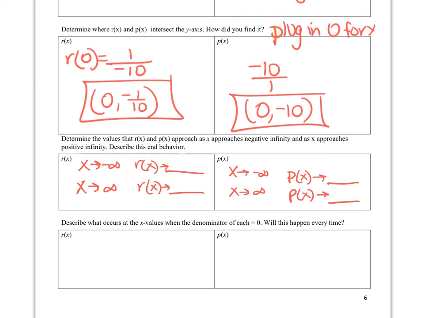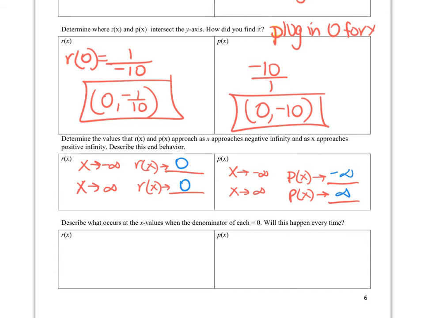For r of x, they both are approaching 0. And for p of x, as x gets really small, p of x gets really small. As x gets really large, p of x gets really large. Okay, so that's just looking at your graph and seeing where it's going.